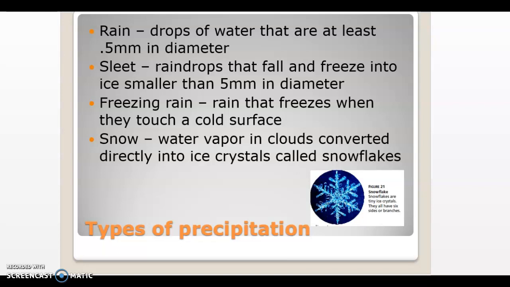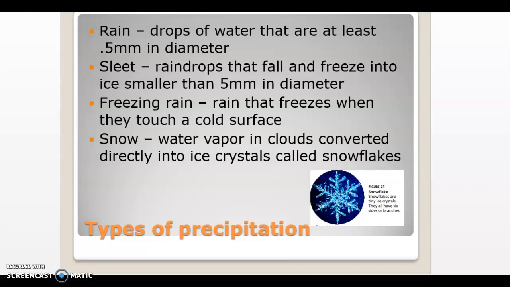Raindrops that fall and freeze into ice, smaller than 5 millimeters in diameter, are called sleet. As they're falling, they freeze on their way down into ice. Freezing rain is rain coming from the sky, but it freezes when it touches a cold surface. This is the stuff that makes streets and sidewalks become slick immediately. It's raining, and when it touches cold surfaces, it immediately freezes.